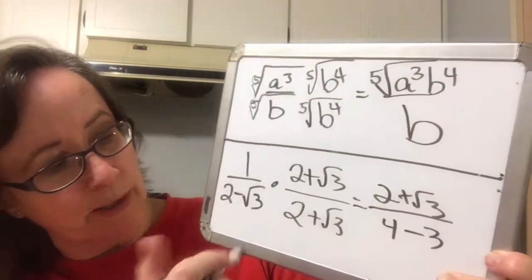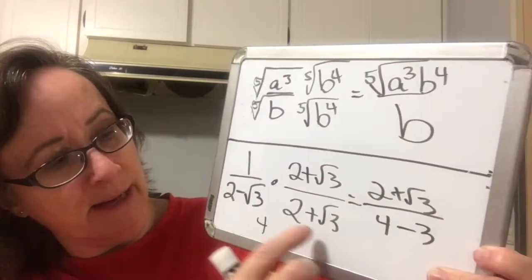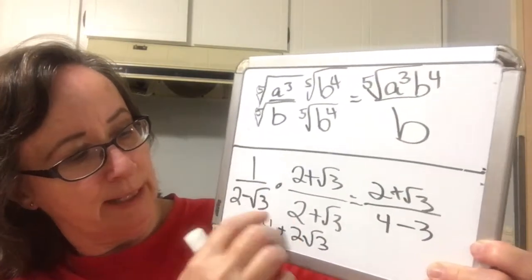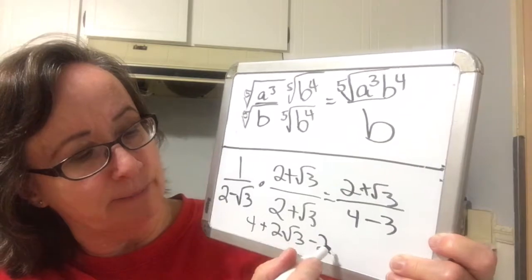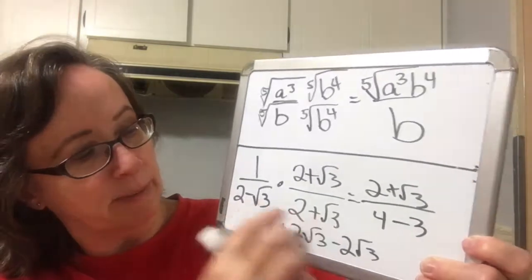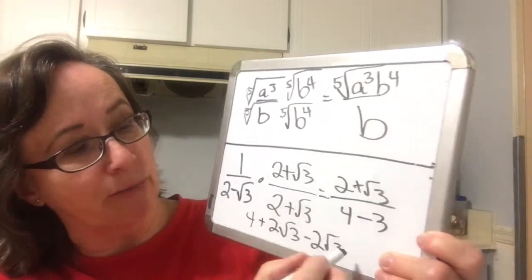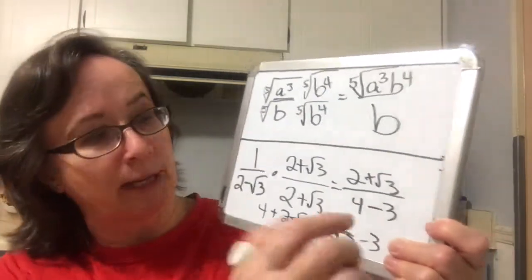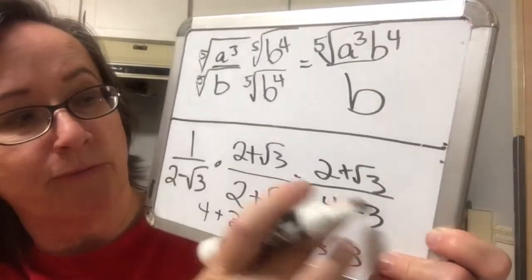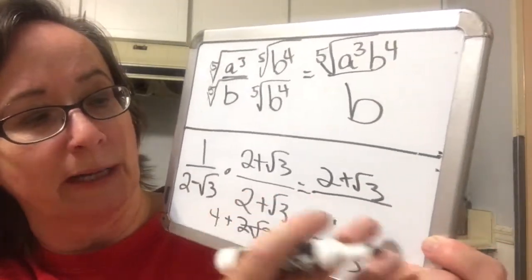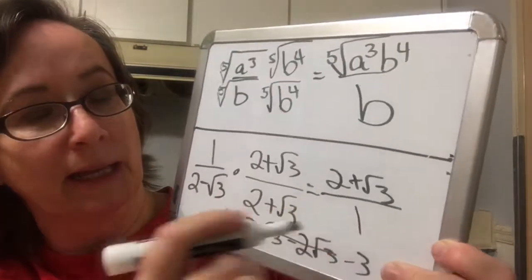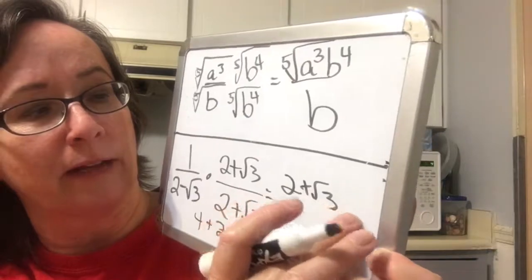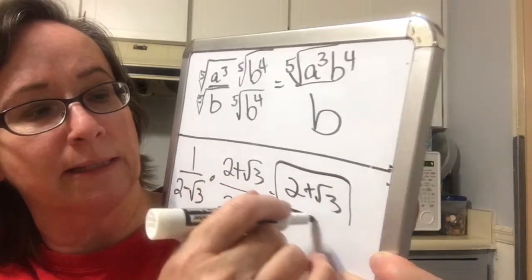We FOIL the first one, we get 4. We do the outsides, we get 2 square root of 3. Do the insides, we get minus 2 square root of 3. And the last, we get a negative square root of 3 times the square root of 3, which is a negative 3. So these do go out. We get 4 minus 3, which is just a 1. So I'm just going to erase that and put 1. Of course, since it's just a 1, we can do without that altogether, and the answer is 2 plus the square root of 3.